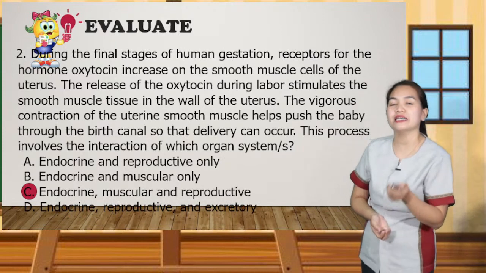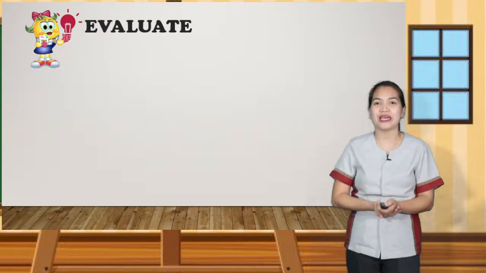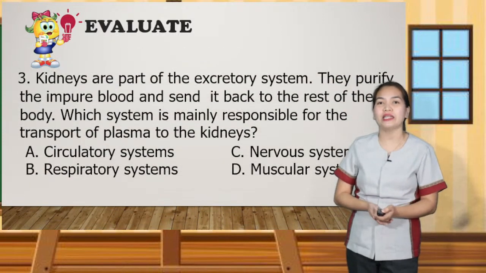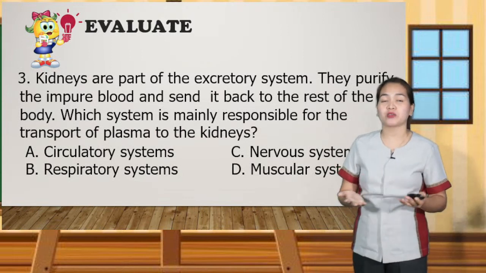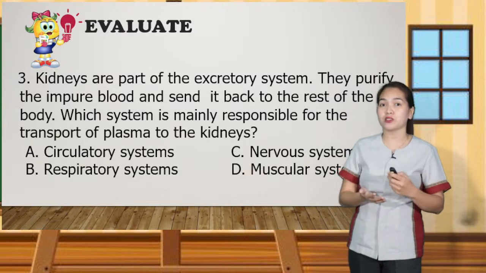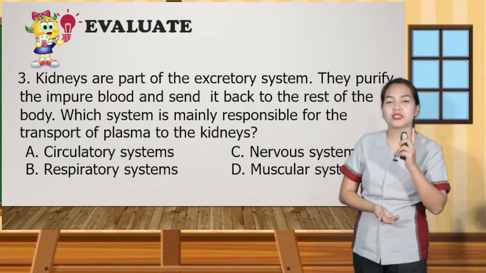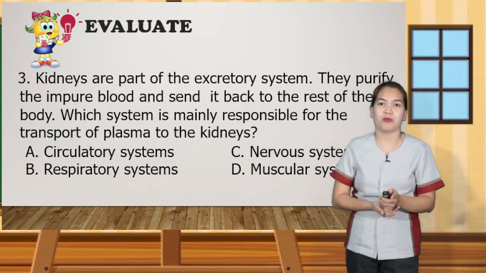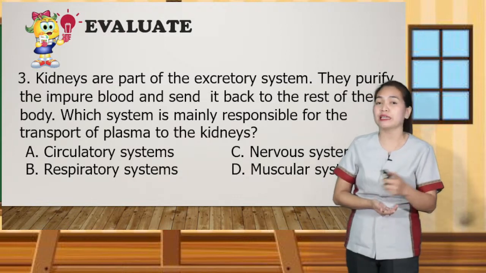And the answer is letter C. Okay, now let's move on to the next one. Kidneys are part of the excretory system. They purify the impure blood and send it back to the rest of the body. So which system is mainly responsible for the transport of plasma to the kidneys?